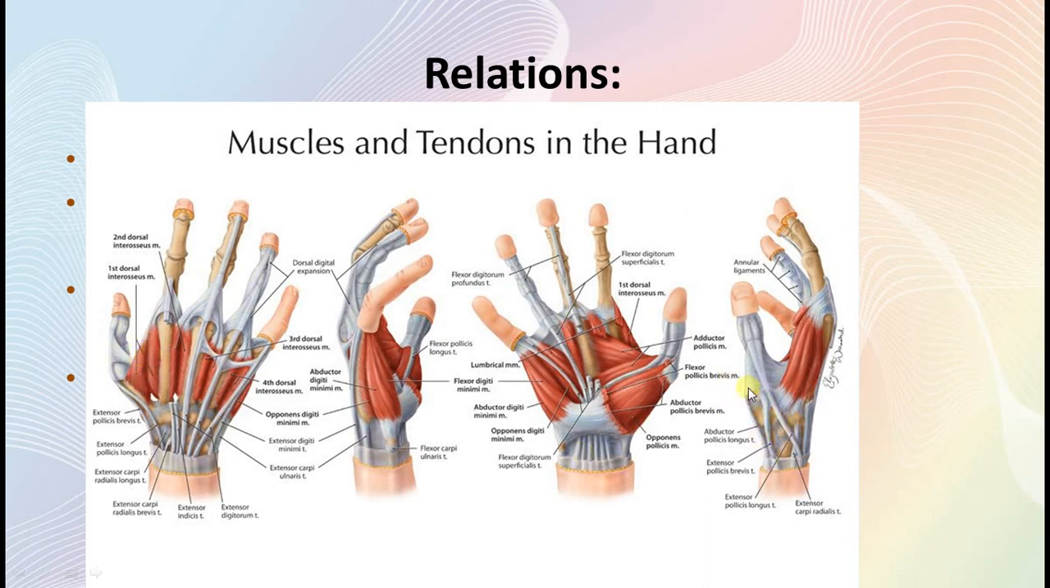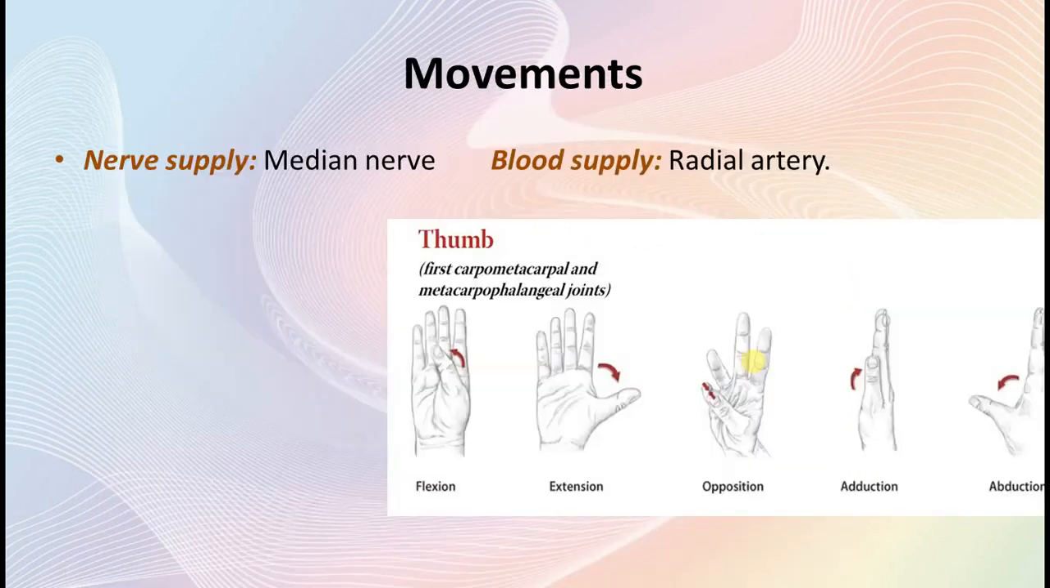Laterally it will be related to the abductor pollicis longus tendon, and posteriorly it will be related to the extensor pollicis longus. These are the relations of the carpometacarpal joint. Now coming to the movements. Before that, the nerve supply is the articular branch by the median nerve, and the blood supply is by the radial artery. So what you come across is flexion, extension, opposition, adduction and abduction.